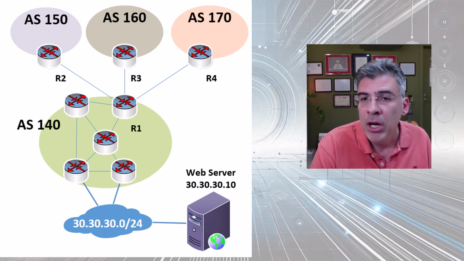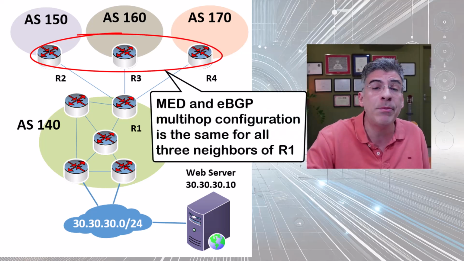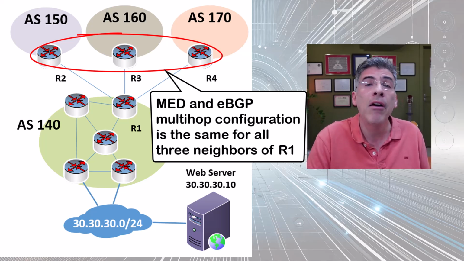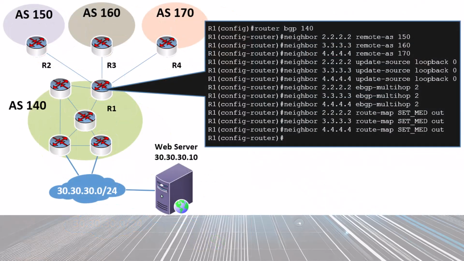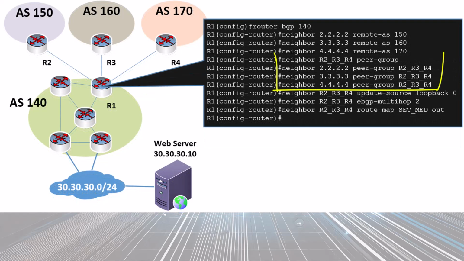Take a look at this topology here. We're configuring the same MED and the same iBGP multi-hop parameters with all three neighbors of R1. Without peer groups configured, the BGP configuration of R1 looks like this. Now you can see that all of these parameters are triplicated for the routers. For each individual peer, we have to configure the update source command, we have to configure the iBGP multi-hop command, and we also have to apply a route map which changes the MED of those particular routes. Now, with peer groups configured, the configuration looks like this. These commands here are used to create the peer group. Once the peer group is created, then you can apply BGP parameters to the peer group as a whole.